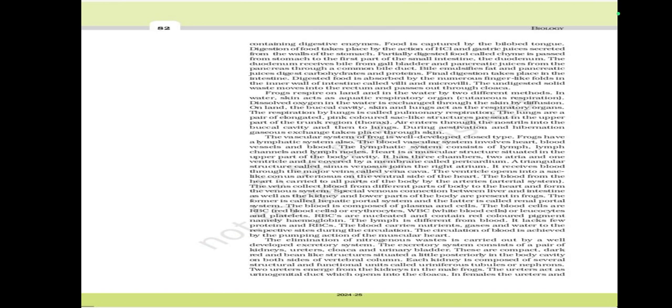The duodenum receives bile from the gallbladder and pancreatic juices from the pancreas through the common bile duct. Bile emulsifies fat and pancreatic juices digest carbohydrates and protein. Final digestion takes place in the intestine. Digested food is absorbed by the numerous finger-like folds in the inner wall of the intestine called the villi and microvilli. The undigested solid waste moves into the rectum and passes out through the cloaca.